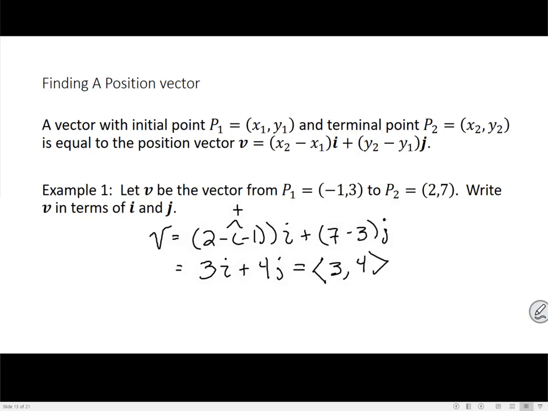All right, and that is how you go from 2 points to a position vector. What this is going to do for us is make adding and subtracting and scaling vectors together much easier without needing to graph them.